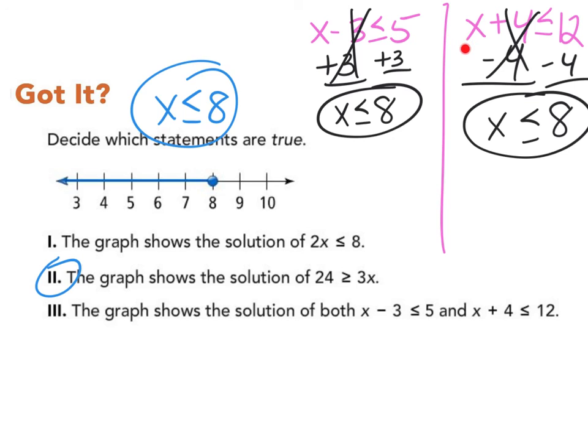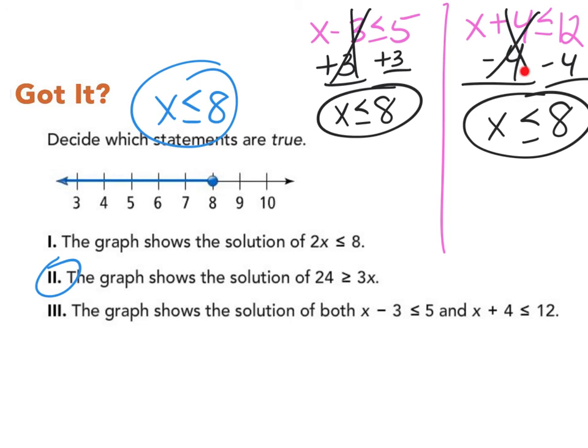Same thing over here. X plus 4 is less than or equal to 12. Well, I had to get the x by itself. To do that, I had to use the inverse operation. What was I originally doing? Adding 4. How do you get rid of adding 4? You subtract 4. The inverse, the opposite. Both sides.